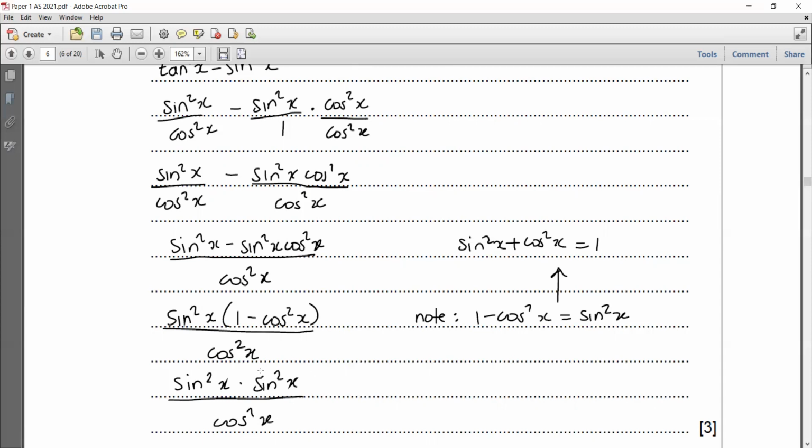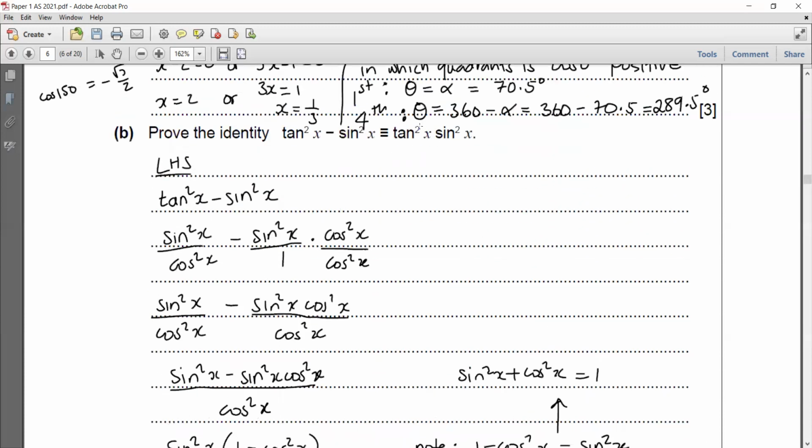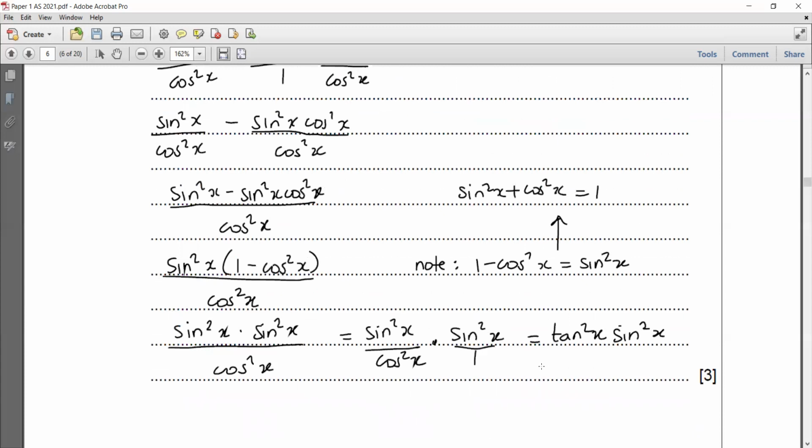Then you can, of course, rewrite this fraction as sine squared x divided by cos squared x multiplied by sine squared x over 1. Now sine squared x over cos squared x, this is equal to tan squared x. And then sine squared x over 1, this is just sine squared x. And would you look at that? That is exactly what we have on the right-hand side. So this is the right-hand side. So I have shown that the left-hand side is in fact equivalent to the right-hand side.